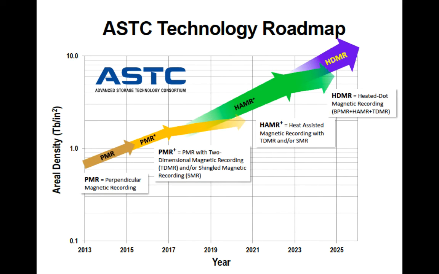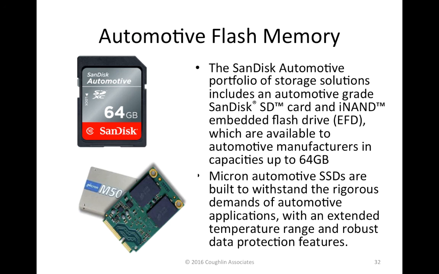This is the Advanced Storage Technology Consortium. This is basically similar to the ITRS roadmap for semiconductors. It shows the areal density projections for hard disk drives going out into the future using technologies beyond perpendicular magnetic recording, such as heat-assisted magnetic recording, and then heat-assisted and heated dot magnetic recording in the future, which could bring us from about a terabit per square inch products now to 10 terabits per square inch sometime after 2025.